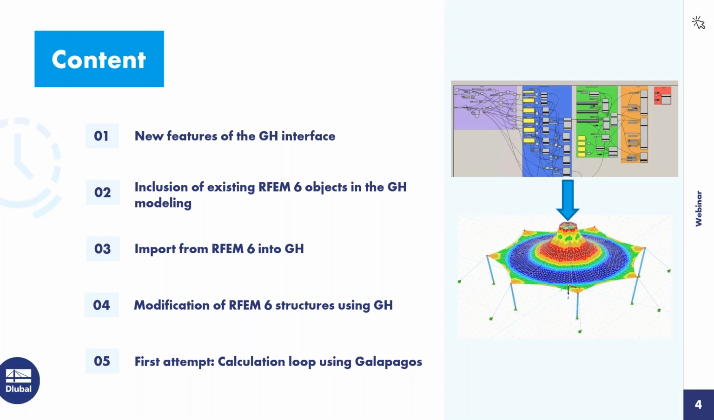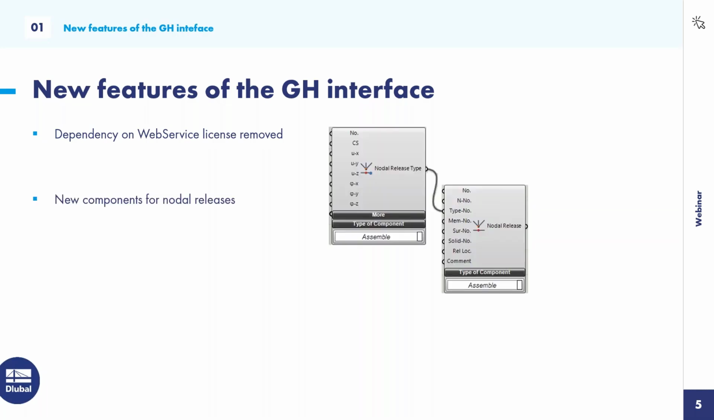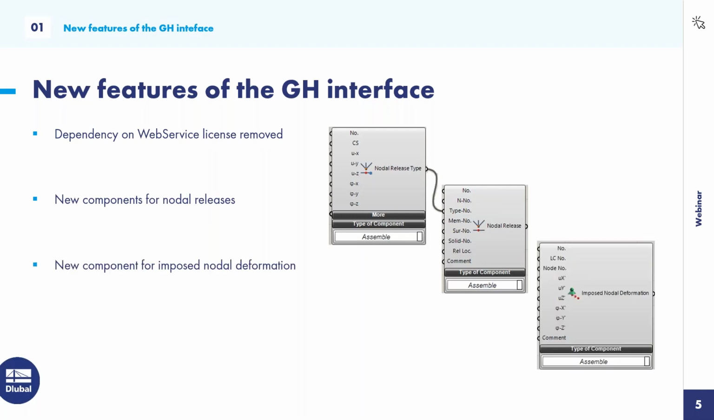All right, let's go into chapter 1. What are the new features that we implemented since the last webinar mid-February? A quite important one is we got rid of the dependency on the web service licenses. You no longer need this license to use the Grasshopper interface or Rhino Grasshopper interface. We implemented new components for nodal releases and also a new component for imposed nodal deformations, both requested from our customers.